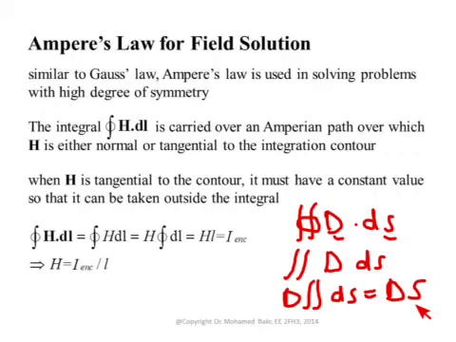This is pretty much what we have here. Here we had H multiplied by surface area. And this, of course, is equal to the current enclosed by this contour. So the magnetic field in this case is equal to the current enclosed divided by the contour length L. So now we can see that the same way we applied Gauss' law for electrostatics, we can apply Ampere's law for magnetostatics for problems with a high degree of symmetry.